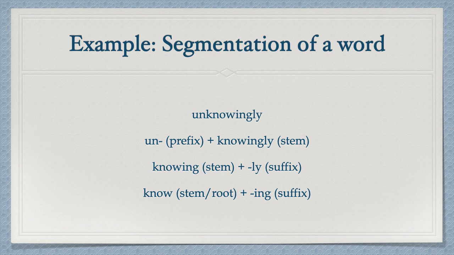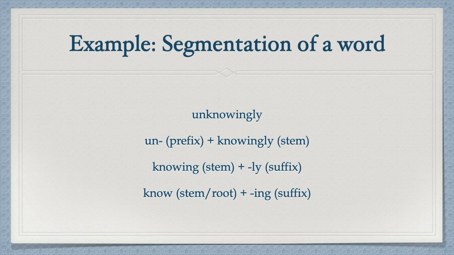Now, we have the stem knowing, which has to be broken down even further. We break it down into know plus ing. Know is again the stem and ing is the affix, again a suffix. Then finally we have the word know.